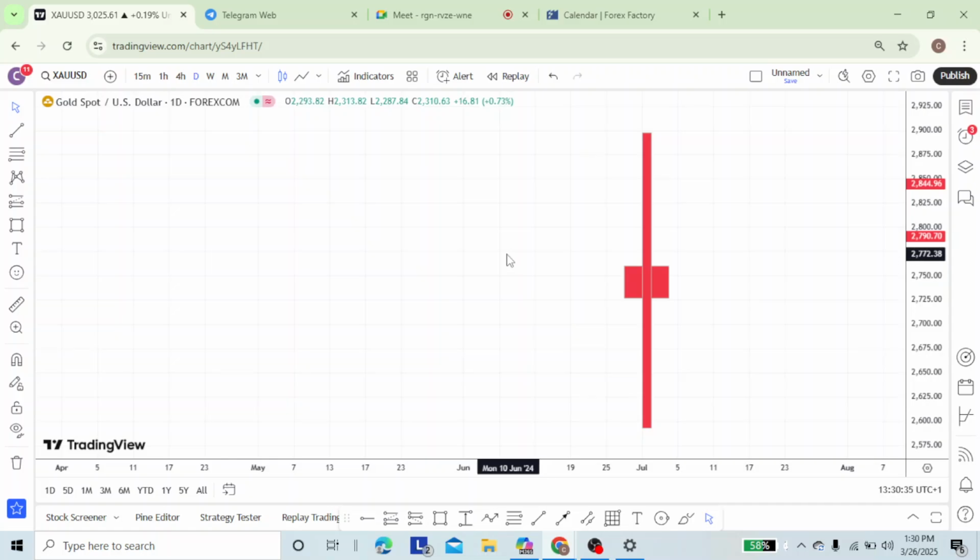Now you can see this candlestick. The upper shadow and the lower shadow is too long than the normal doji. Now the normal doji should be around something like this. Okay, let me just use another one. The normal doji should be something like this.